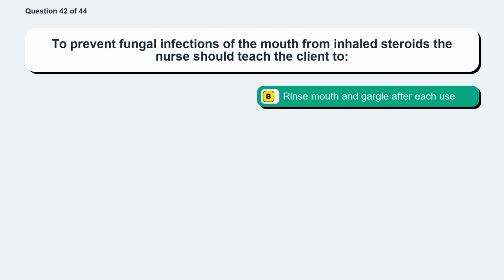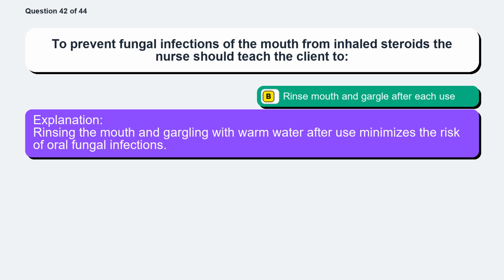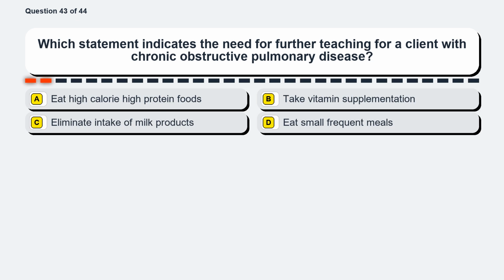The correct answer is option B, rinse mouth and gargle after each use. Rinsing the mouth and gargling with warm water after use minimizes the risk of oral fungal infections. Question 43. Which statement indicates the need for further teaching for a client with chronic obstructive pulmonary disease?